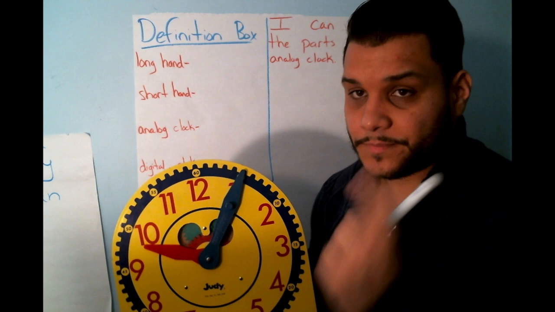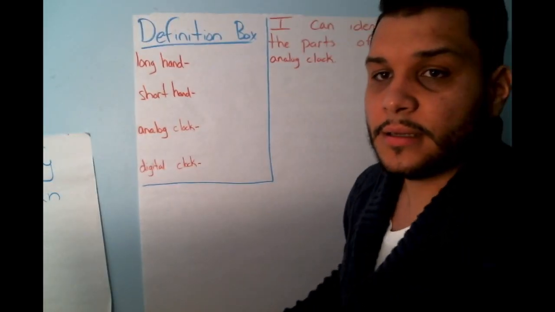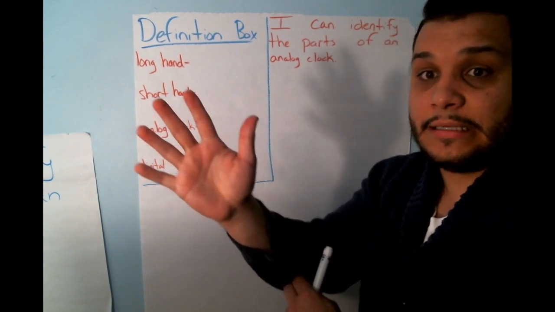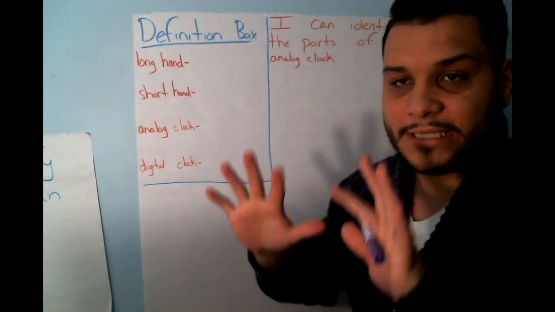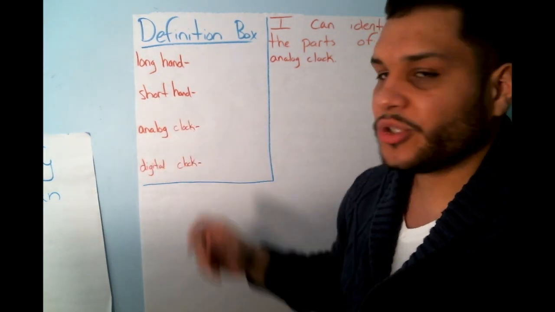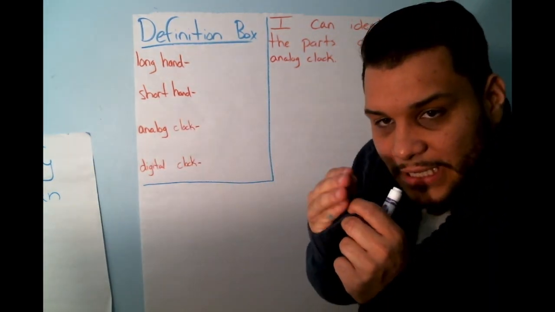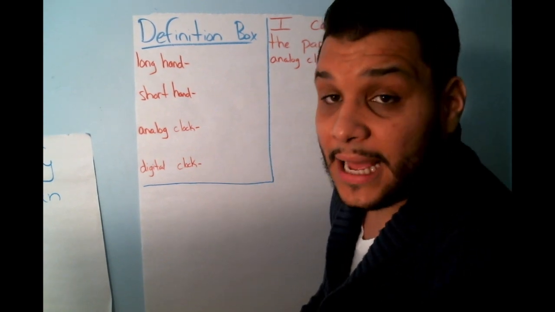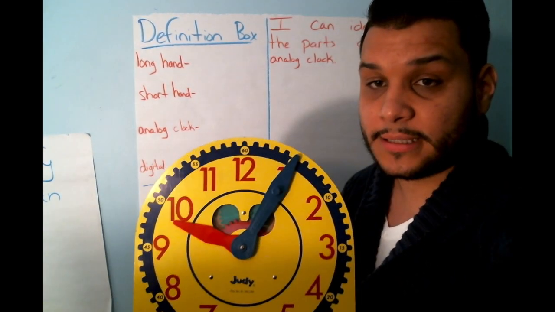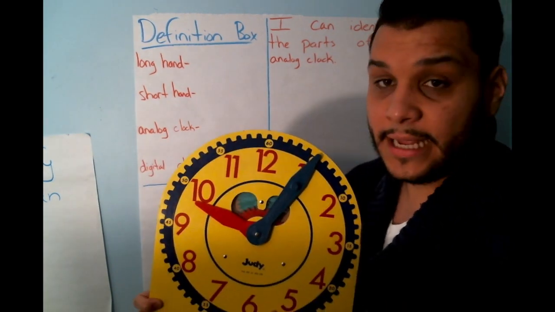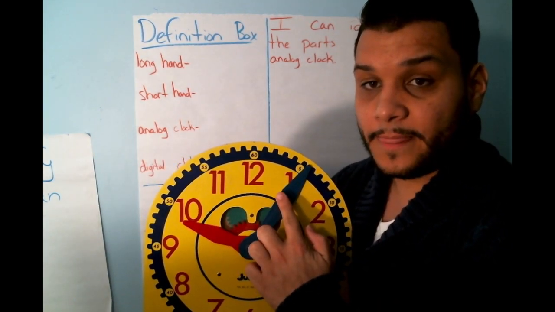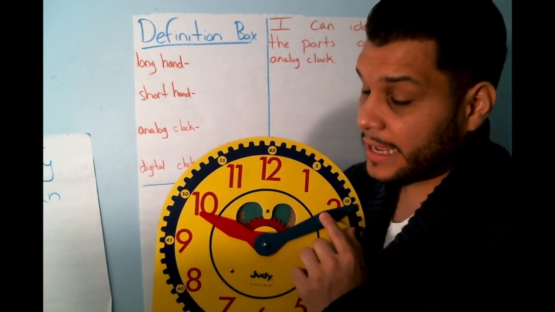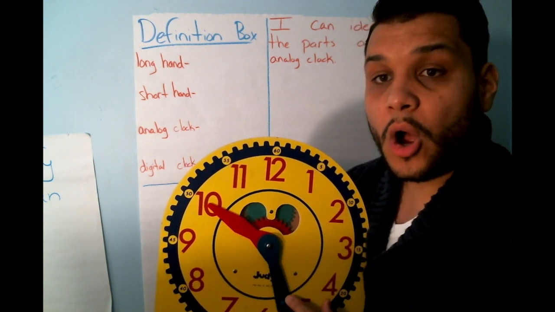Now let's think. In our definition box, we have something called a long hand. Now is it saying that my hand is going to be very long? No, it's not talking about these hands. What about short hand? Is it saying that I have a little bitty hand? No, it's not talking about our hands. A clock has 2 hands. These are what the clock's hands look like. The same way that our hands move, the hands on the clock also move.